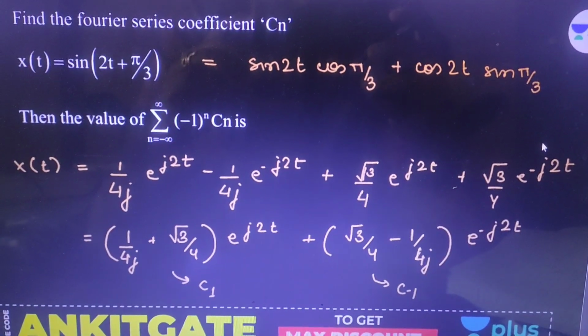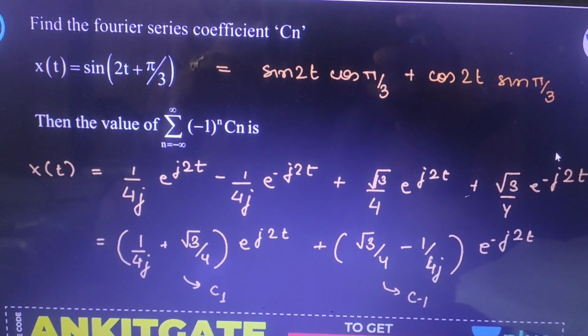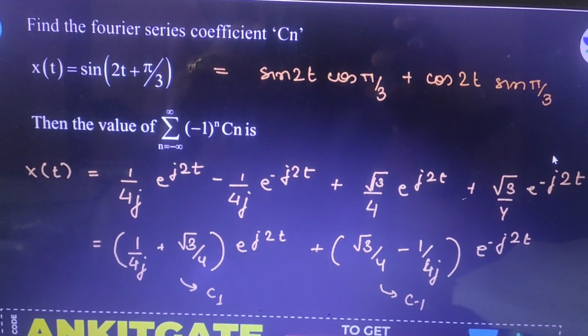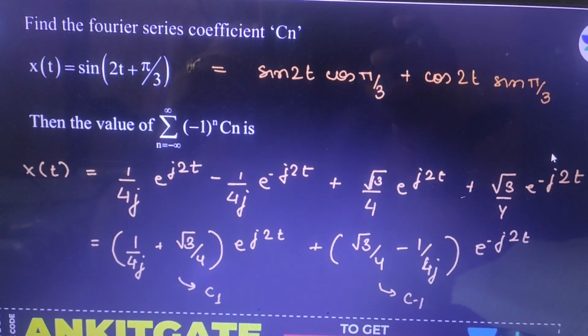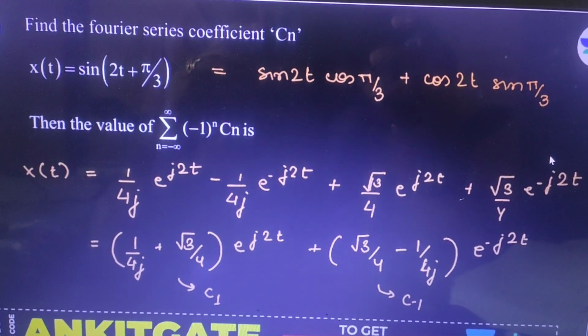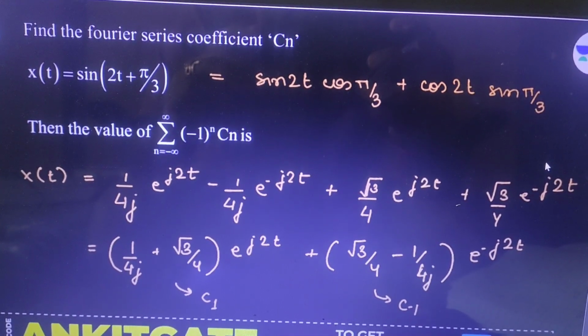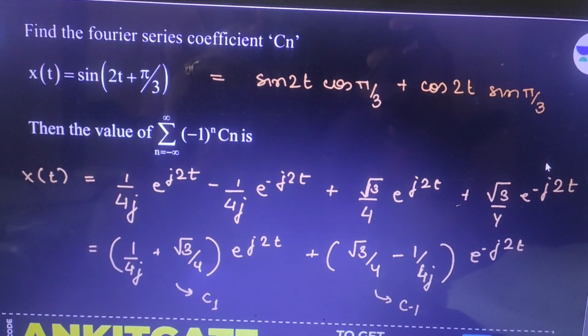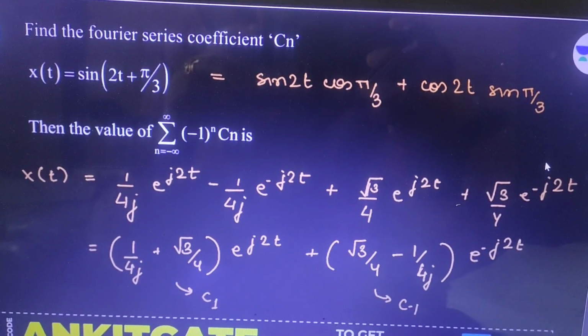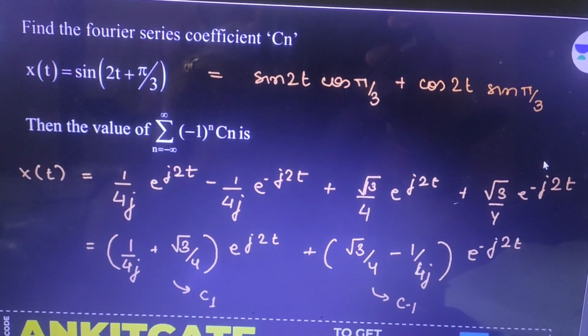The Fourier series coefficient of x of t, sine of 2t plus pi by 3. This is in the form of sine of a plus b. Sine of a plus b is equal to sine a cos b plus cos a sine b. Sine of pi by 3 is equal to 1 by 2 in this expression. So x of t is e power j 2t minus e power minus j 2t by 2j into 1 by 2. You will get 1 by 4j.